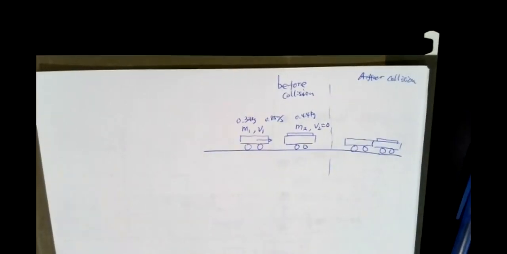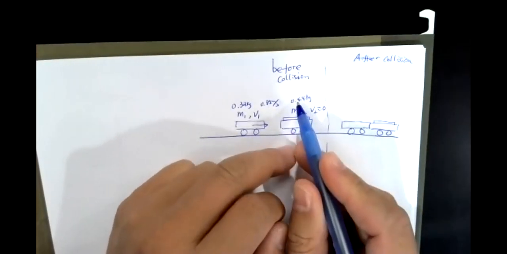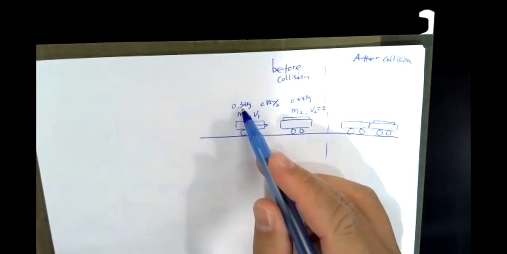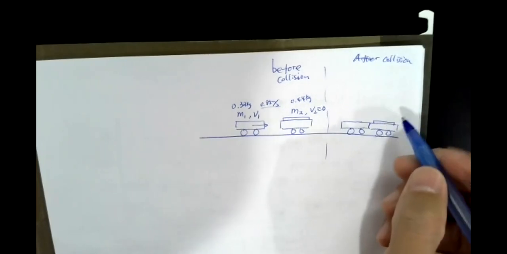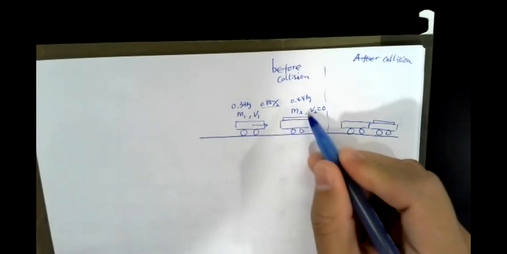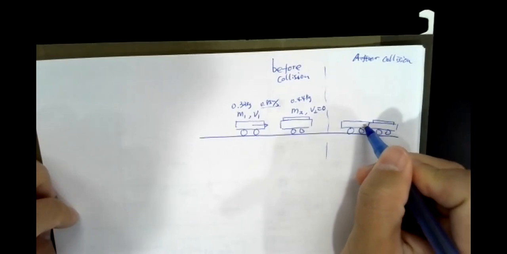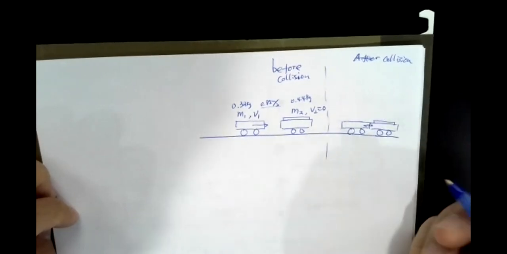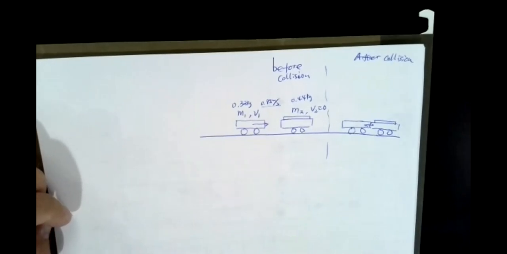Before collision, V2 is 0, M2 is 0.44, M1 is 0.32, and V1 is 0.85. After collision, they stick together. So the second car probably has an extra weight on it, so it's heavier. Because it says they stick together, it's not going to be an elastic collision.